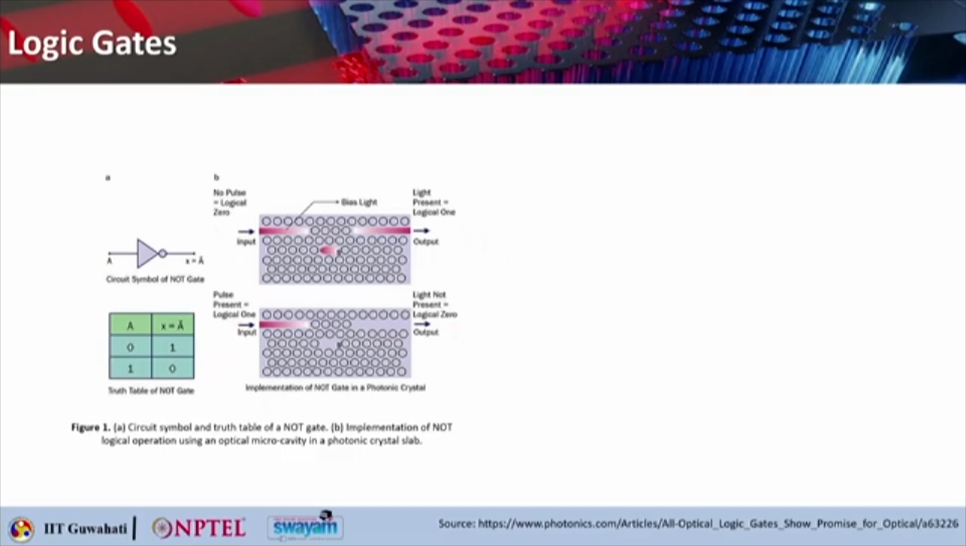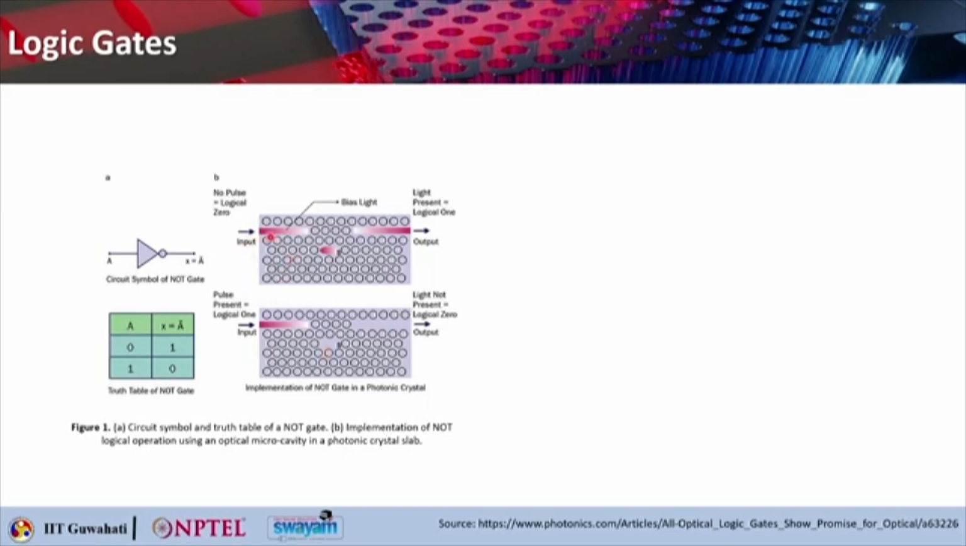If you have 1 in the input, you get a 0. So the presence of laser pulse denotes logical 1 state, as we discussed, and because of the change in the refractive index of the cavity, this laser pulse detunes the resonance wavelength away from the resonance condition, and hence your output becomes a logical 0.